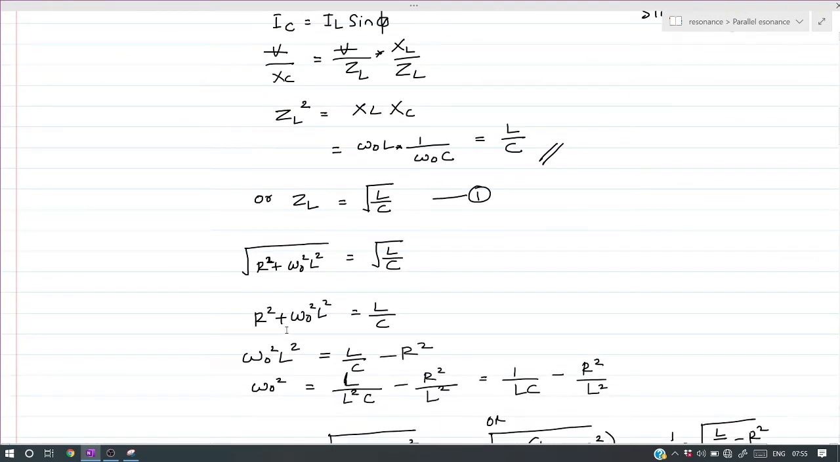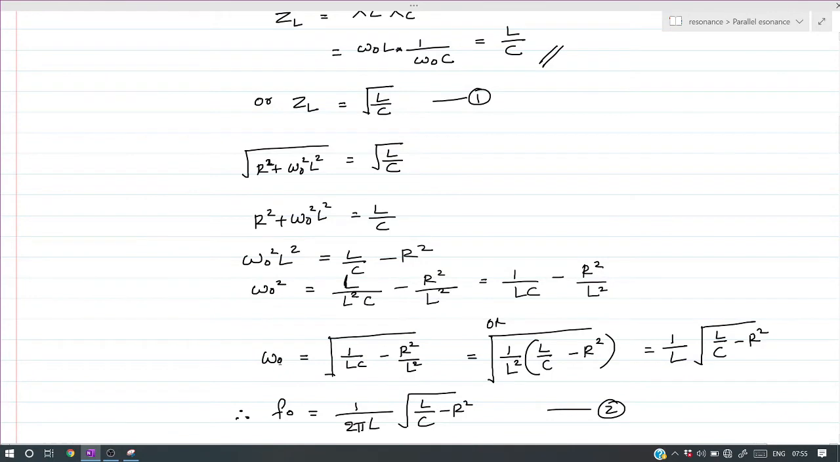So from here we can take omega 0 square L square on one side, and R square we can move into the next part. So omega 0 square can be written as L divided by L square C minus R square divided by L square, which is equal to 1 by LC minus R square upon L square. Now we can find out omega 0. Omega 0 is obtained as root of 1 by LC minus R square upon L square.